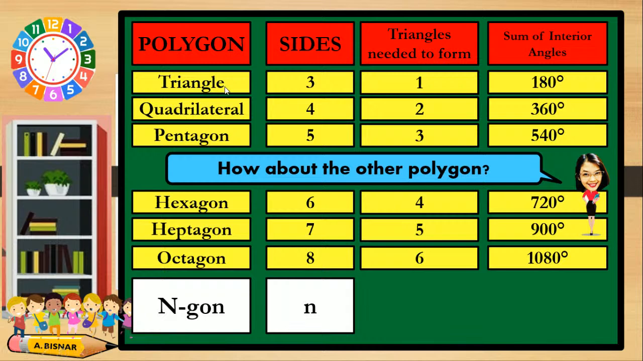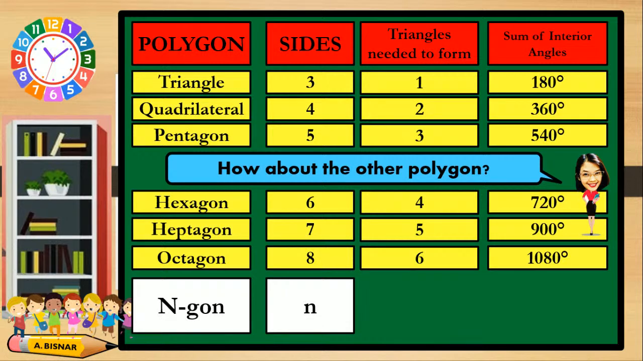Now, what do you observe with this one? Paano nakukuha yung triangles needed to form? And then you relate it to the number of sides. Tingnan nyo ha, kapag ang number of sides ay 3, isang triangle lang. Kapag ang number of sides ay 4, 2. Kapag ang number of sides ay 5, 3. Kapag 6, 4. Kapag 7, 5. Kapag 8, 6.